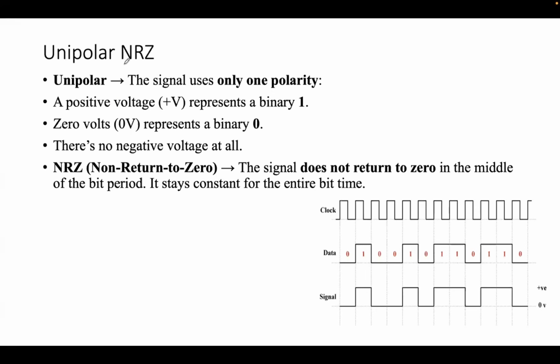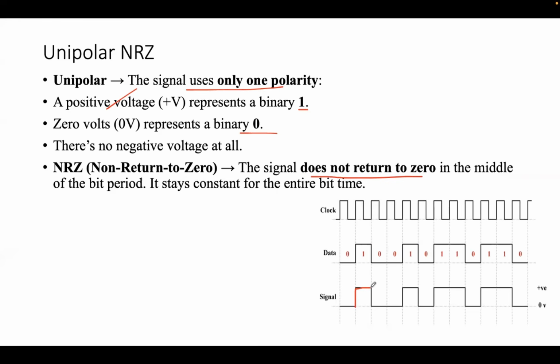The first method is unipolar NRZ. Unipolar means the signal uses only one polarity, and there won't be any negative voltage at all in this unipolar NRZ. There will be only positive voltage. If the binary value is 1, assign positive voltage. If the binary value is 0, voltage should be 0 only. Non-return to zero means the signal does not return to 0 in the middle of the bit period. So this is the bit period.